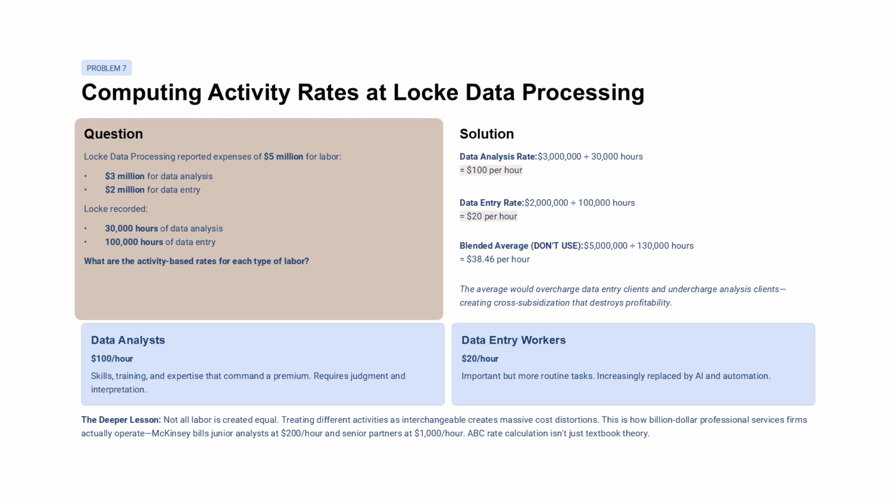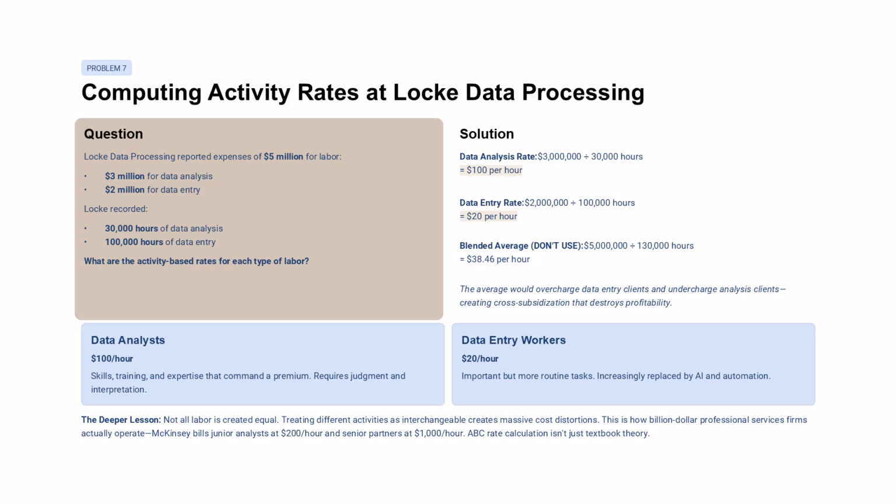Problem 7. Computing activity rates at Locke Data Processing. Different work, different worth. Question. Locke Data Processing reported expenses of $5 million for labor, of which $3 million was for data analysis and $2 million was for data entry. Locke recorded 30,000 hours of data analysis and 100,000 hours of data entry. What are the activity-based rates for each type of labor?